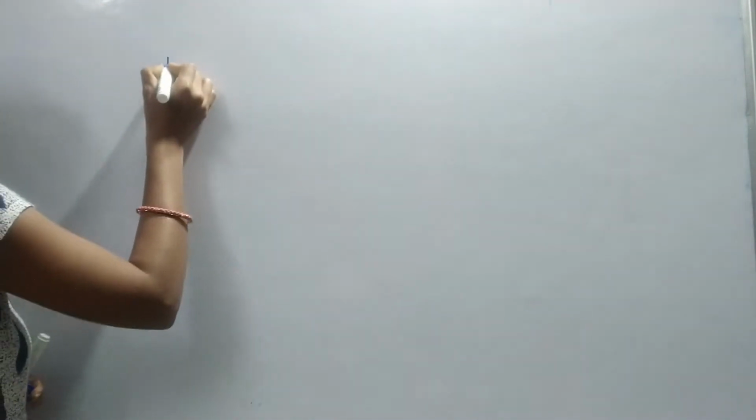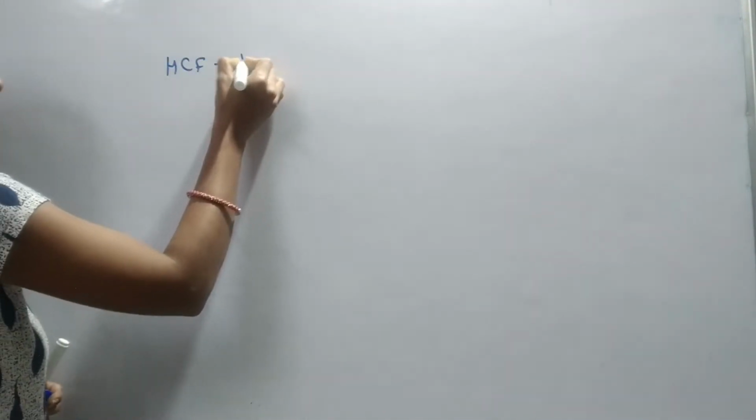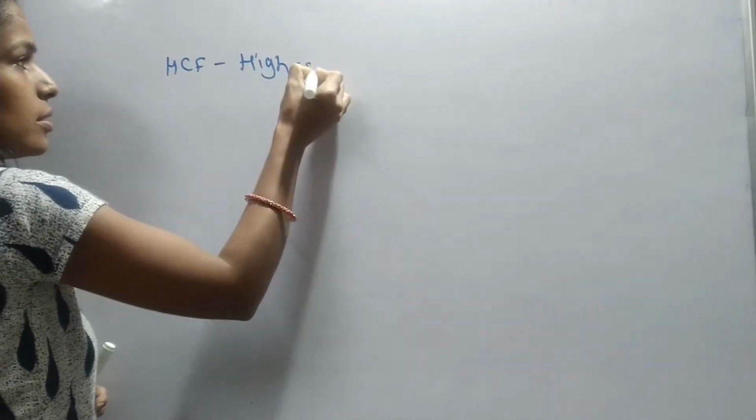Hello students, in our last lecture we have seen what a common factor is, how to factorize a given number, and how to find the prime factors of the given number by using different methods. Now in this lecture we are going to study the highest common factor, that is the HCF, of 2 or 3 numbers. HCF means nothing but highest common factor.